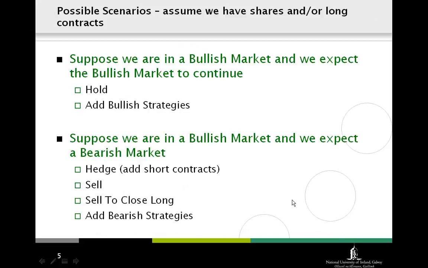Now I will present the scenarios. We assume that we have shares and our long contracts, and it is a bullish market and we expect the bullish market to continue. In this case, we hold what we have and we may add bullish strategies. We assume that we have a bullish market and we expect a bearish market. In this case, we may hedge the shares that we have. We add short contracts, or we may sell them, and if we have long contracts, we can sell to close the long contracts. Additionally, we can have more bearish strategies.